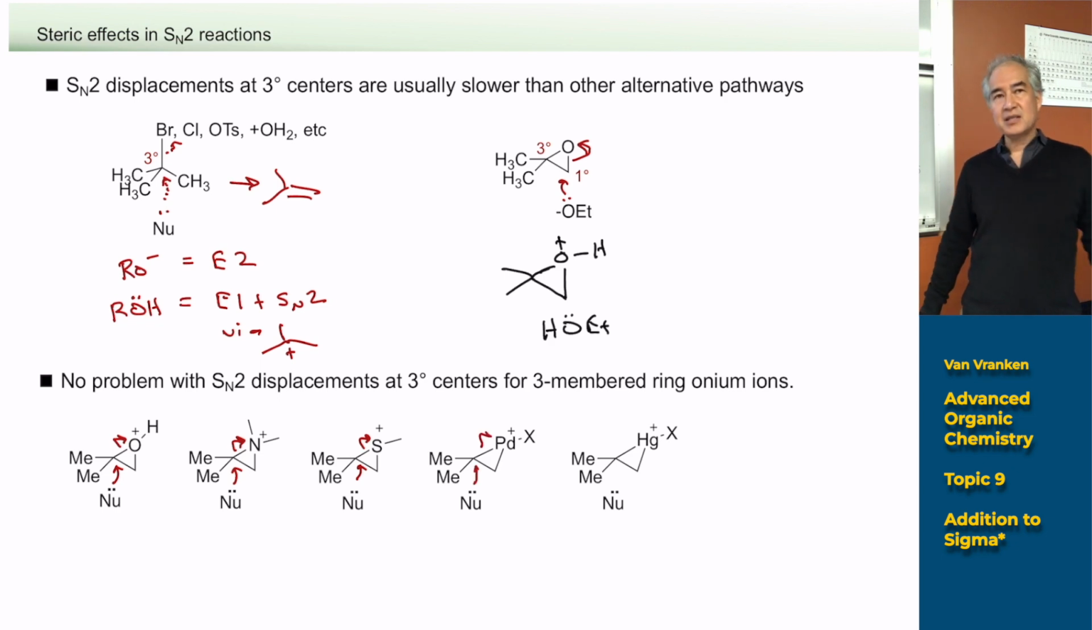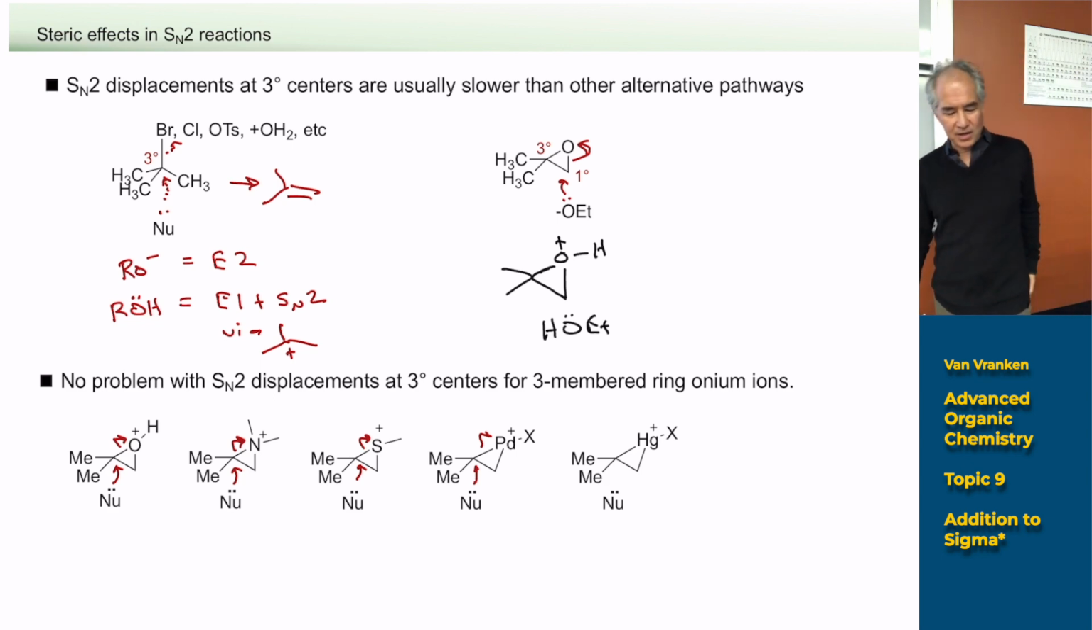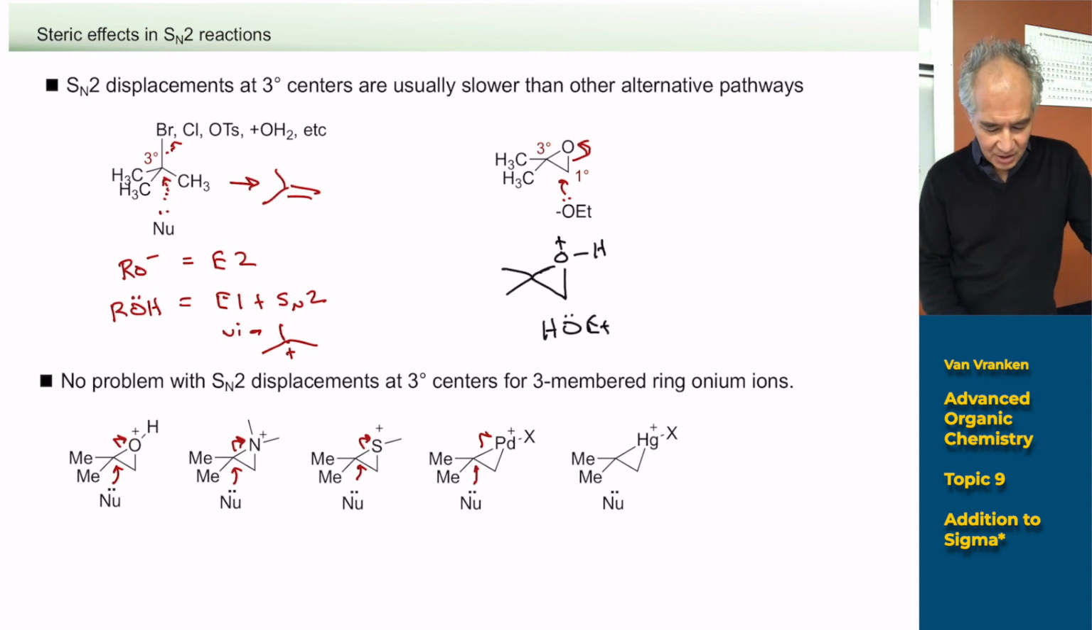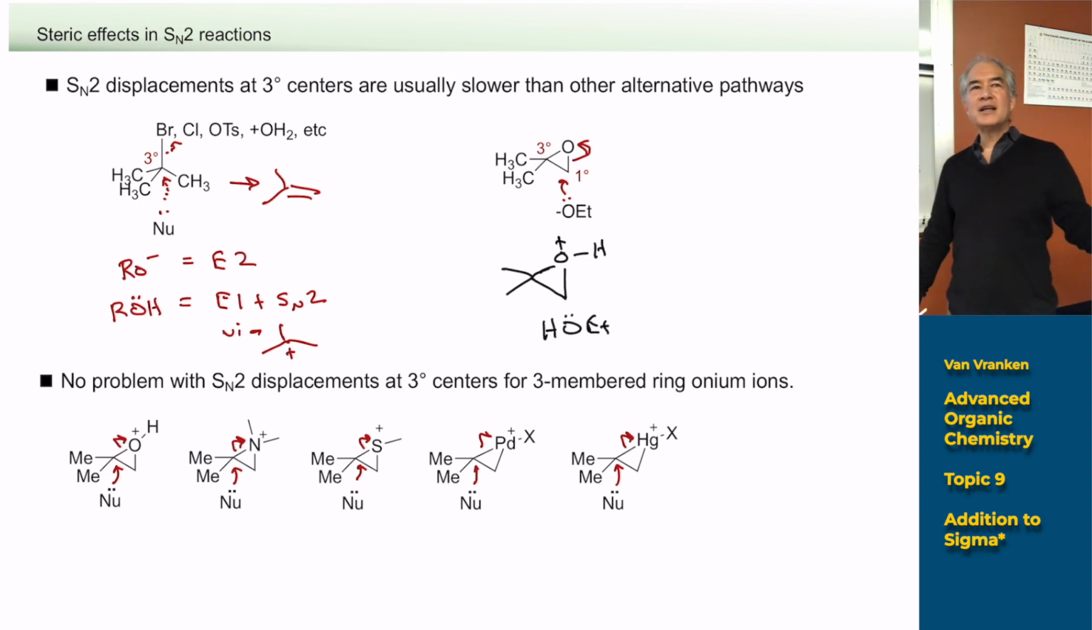Mercurinium ions in oxymercuration reactions. We don't teach these anymore because they don't want to use mercury in the labs. It costs too much money to dispose of safely. But they used to do these experiments all the time in the 70s in sophomore organic chemistry labs. You attack at the more substituted center. So, attack at the primary center if you have a neutral three-membered ring. But if you have an onium ion three-membered ring, you attack at the more substituted center.